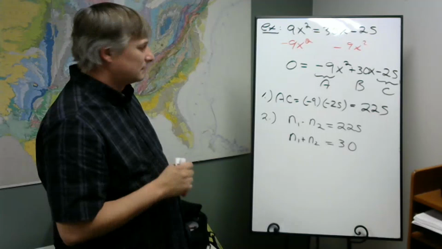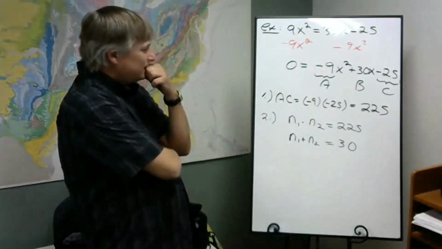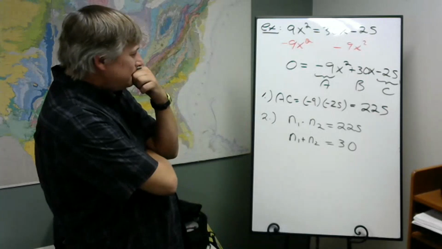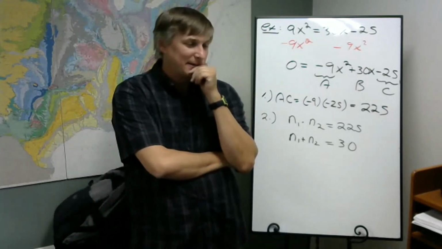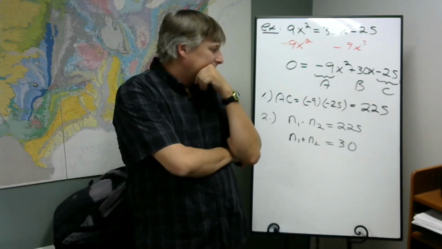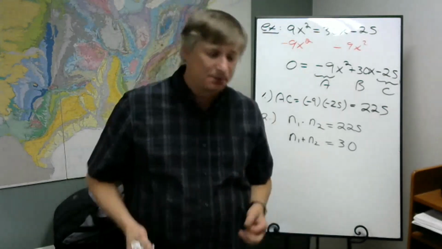Okay. All right. Let's make sure. So what could we do? Two numbers that multiply to 225 and add up to 30. Well, let's try something. Let me grab my calculator. Let's play with some numbers.